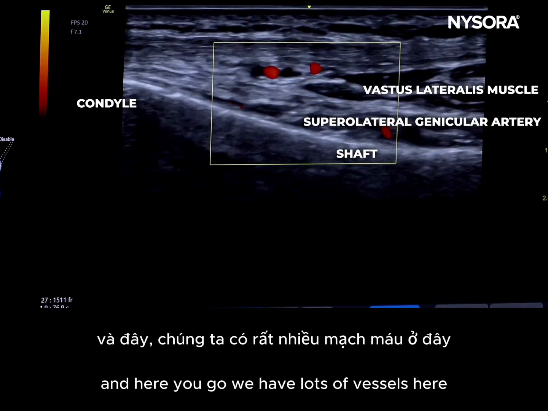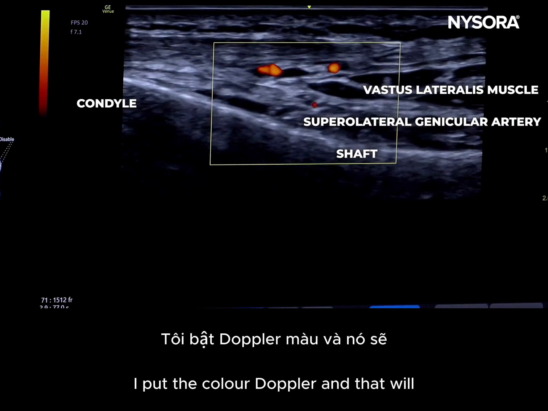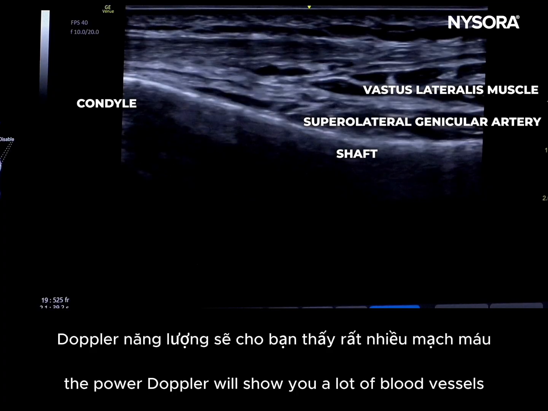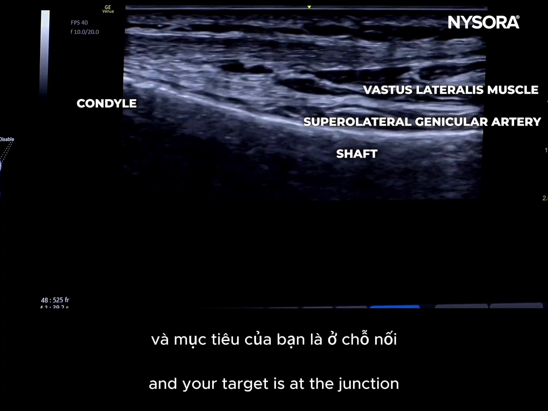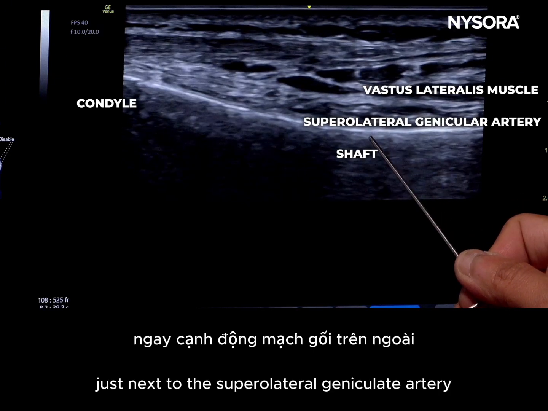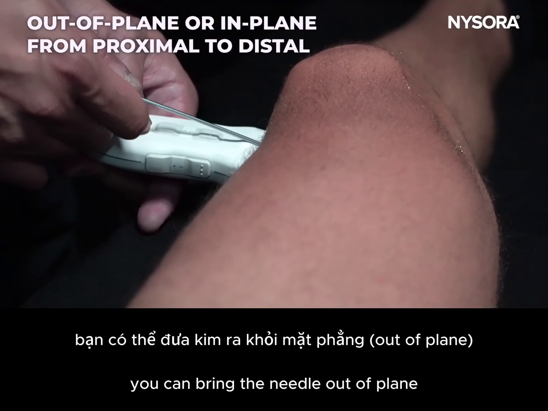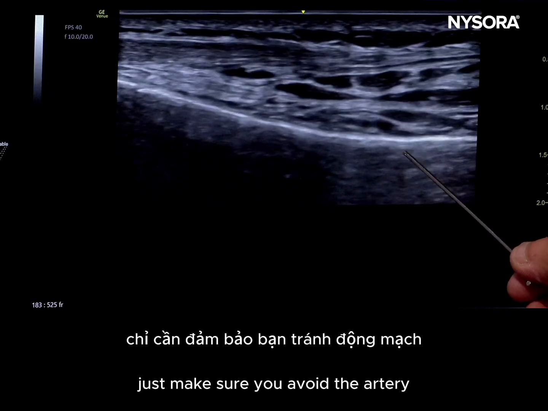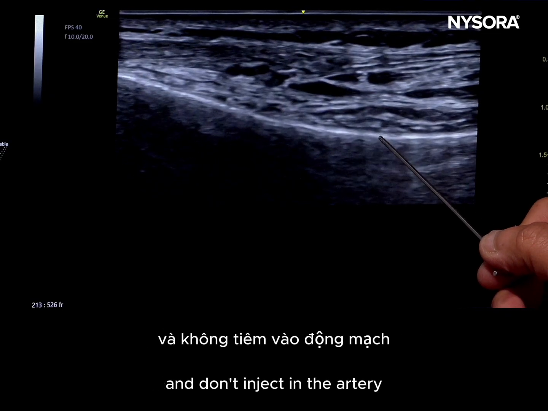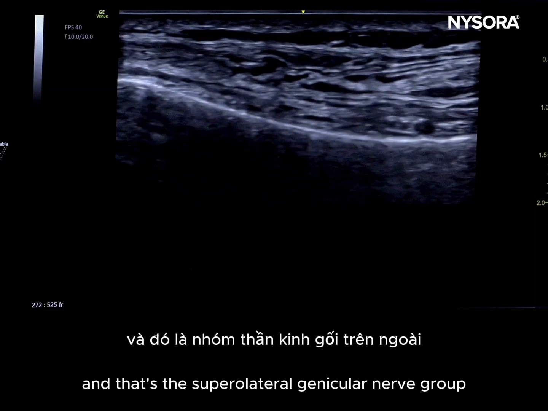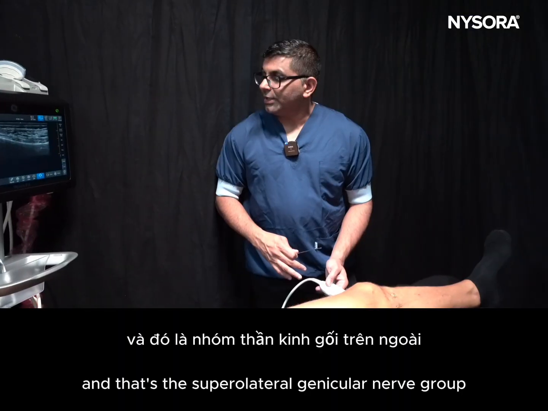And here you go, we have lots of vessels here. I put the color Doppler on, and the power Doppler will show you a lot of blood vessels, and your target is at the junction just next to the superolateral geniculate artery. You can bring the needle out of plane or in plane. Just make sure you avoid the artery and don't inject into the artery. Just park the needle next to the artery, and that's the superolateral genicular nerve group.